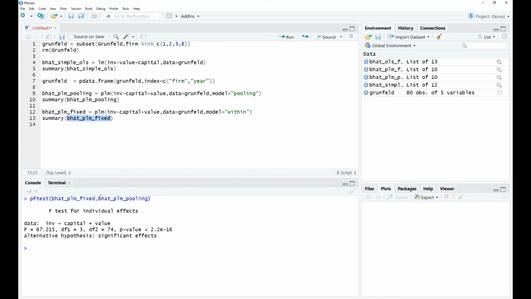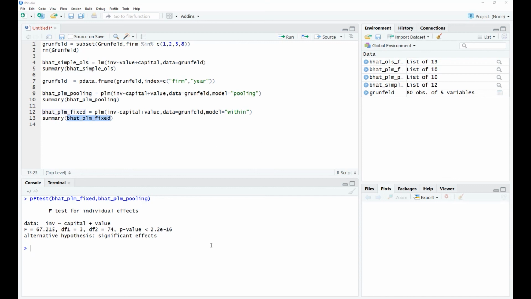Then note that the null hypothesis is that the OLS model is the better fit for our data, but you can see that since the p-value is below the threshold value of 5%, even at 1%, we reject the null hypothesis that the OLS model is better, and hence conclude that in this case it is more appropriate to use the fixed effects model.